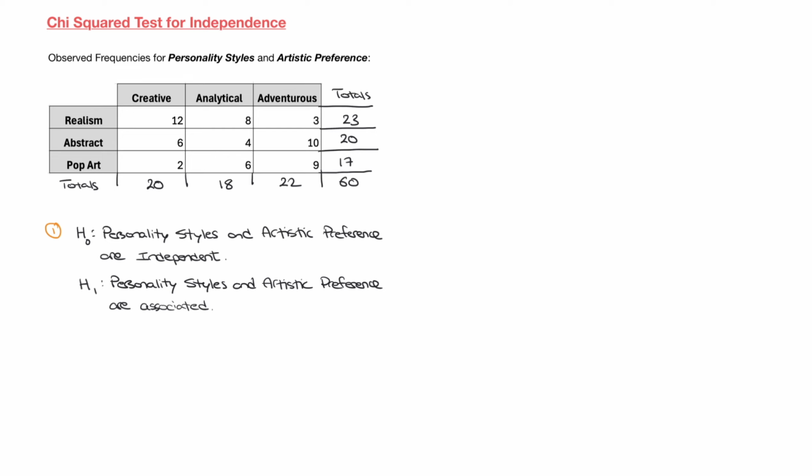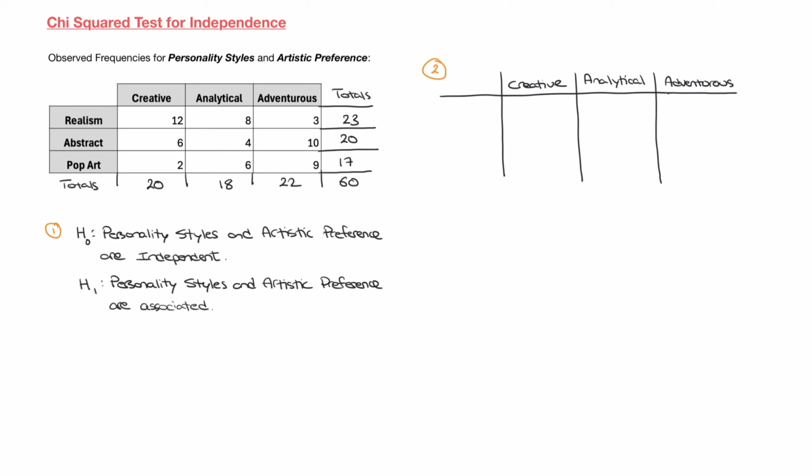That being said, I carry on. The next thing we have to do, and I'll write a little 2 right here, is to find or calculate the expected frequencies. To do that, we'll make a quick copy of the contingency table that we have here, but we won't copy the observed frequencies we have inside this table. So let's see, if I make a quick copy, something looking like this. We have creative, analytical and adventurous, and I add the artistic preferences.